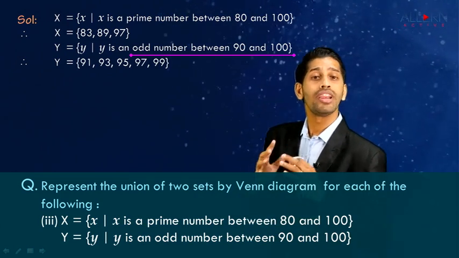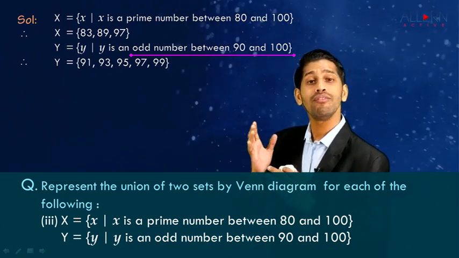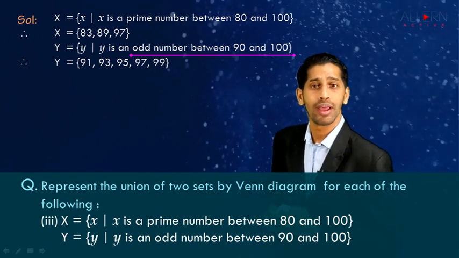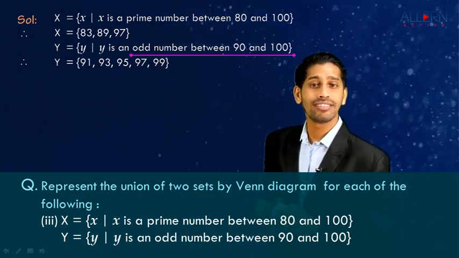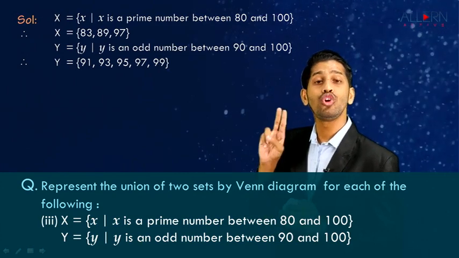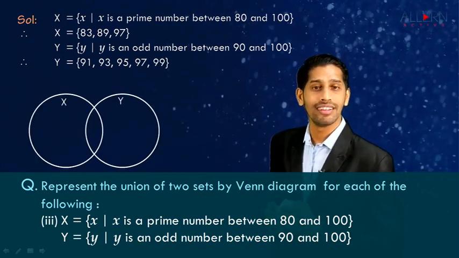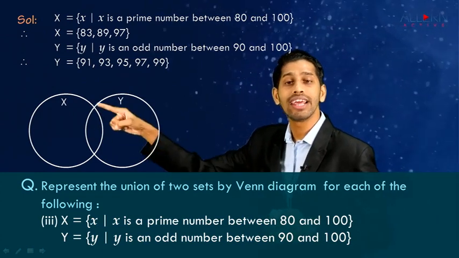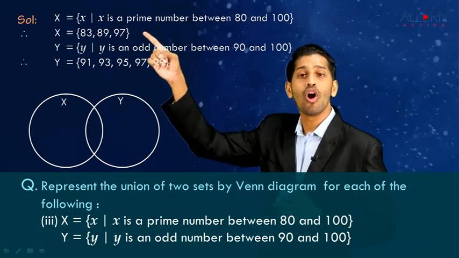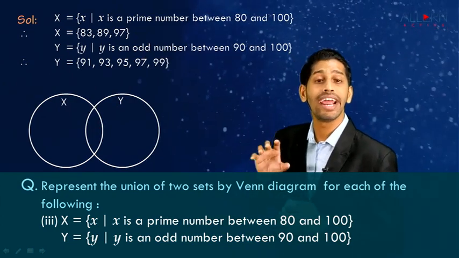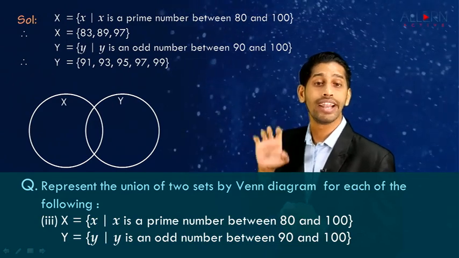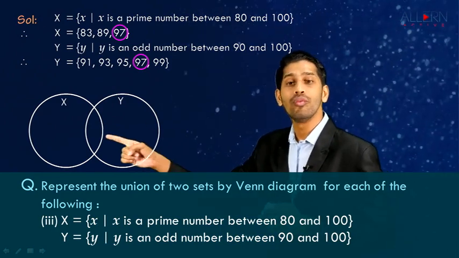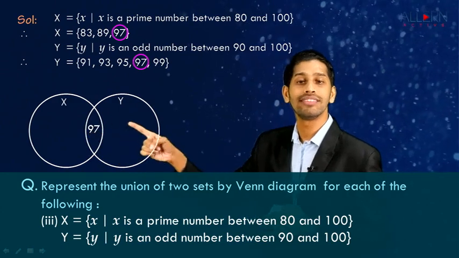Now we need to represent both sets by Venn diagram, and then we need to represent the union of two sets by Venn diagram. So let's start drawing Venn diagram. Since two sets are given to us, set X and set Y, we'll draw two circles intersecting each other, one for set X and other for set Y, and the portion which is intersecting is a common portion. So if you observe set X and set Y, we will first identify the element which is present in both sets, that is the common element, which is 97 over here. So we'll write this 97 over here, which is common to set X as well as set Y.